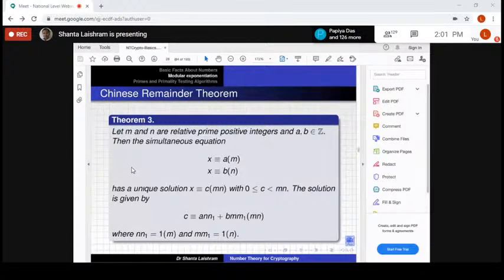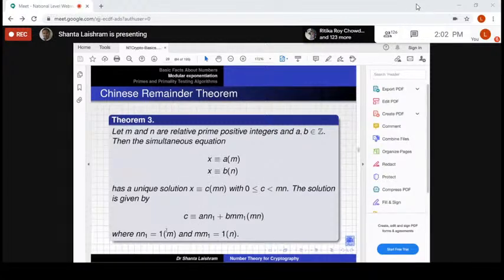Given relatively prime positive integers m and n and any integers a and b, if you look at the solution of the simultaneous equations, x is congruent to a mod m and x is congruent to b mod n, then it has a solution x congruent to c modulo mn, with c lying between 0 and mn. So whenever m and n are co-prime, this system of equations always has a unique solution given by some c which lies between 0 and mn. And in fact, you can find c explicitly.